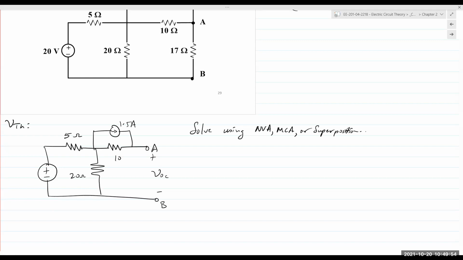Here, if you choose a mesh current going clockwise, you automatically have the answer, 1.5. Right? So mesh current in here is 1.5. So you only have one equation to write right there. And that's it. That's all you have to solve. Once you solve this, you can find the voltage there. But I want to use superposition. So I'm going to solve this using superposition.